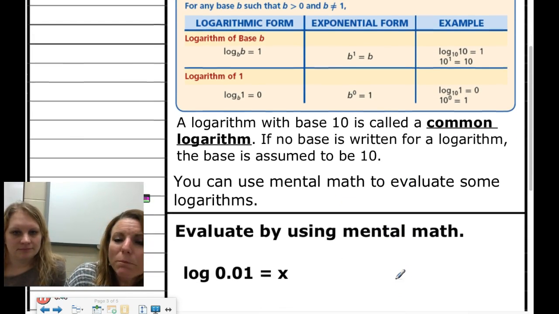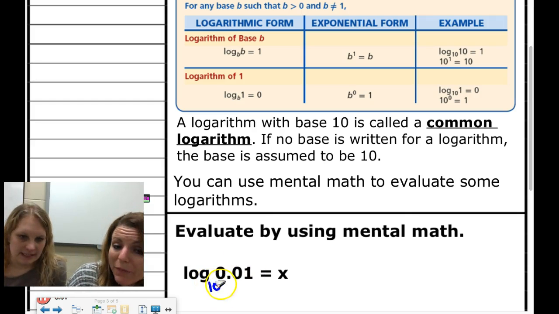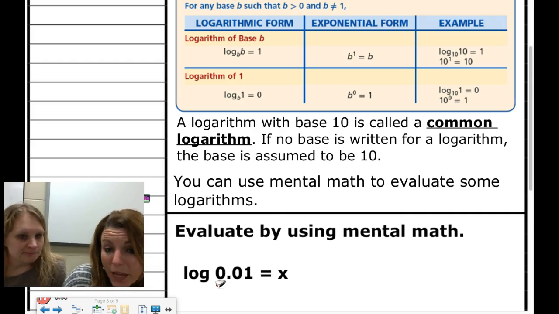A log with base 10 is called a common log. So when you have the word log written and there is no base written, you just assume it's a 10. Miss Boyd's not writing it, you don't have to, but it's okay. If you like it, you can write it.